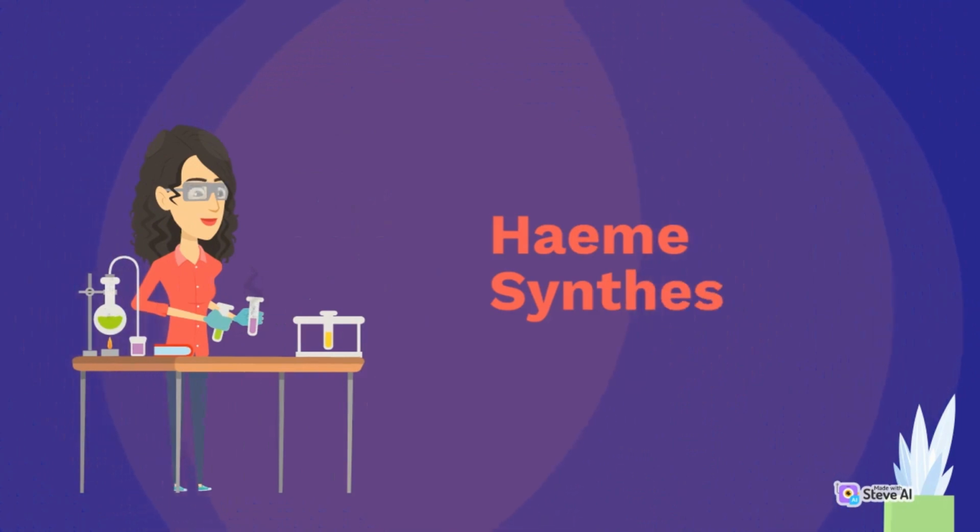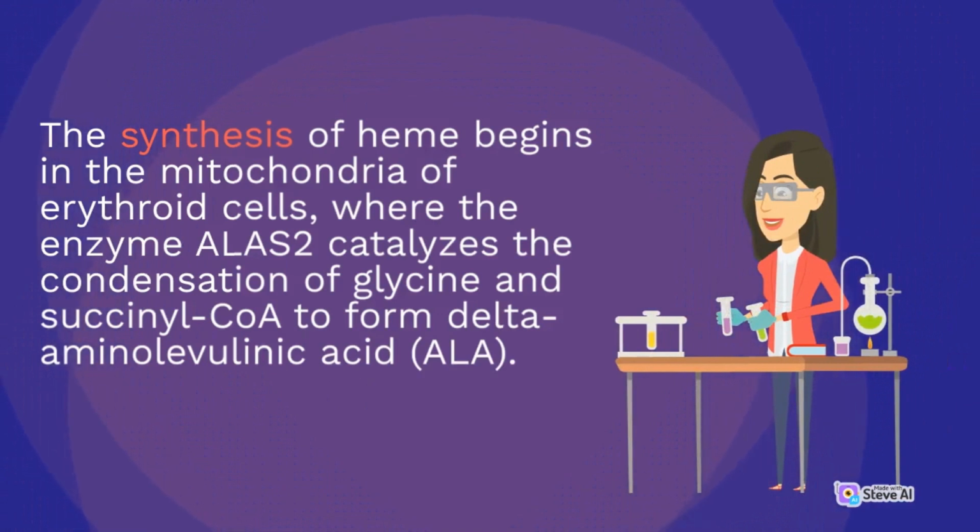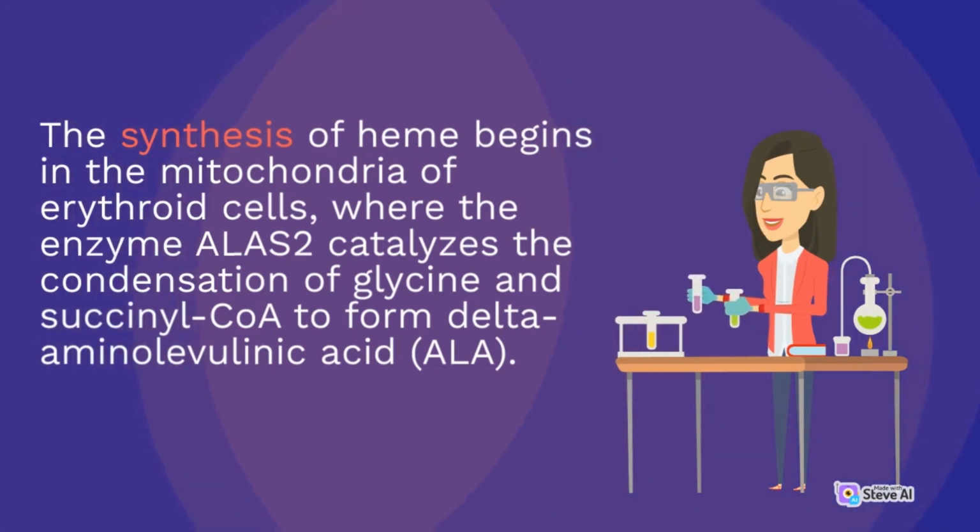Heme synthesis. The synthesis of heme begins in the mitochondria of erythroid cells, where the enzyme ALA synthase-2 catalyzes the condensation of glycine and succinyl-CoA to form delta-aminolevulinic acid, ALA.